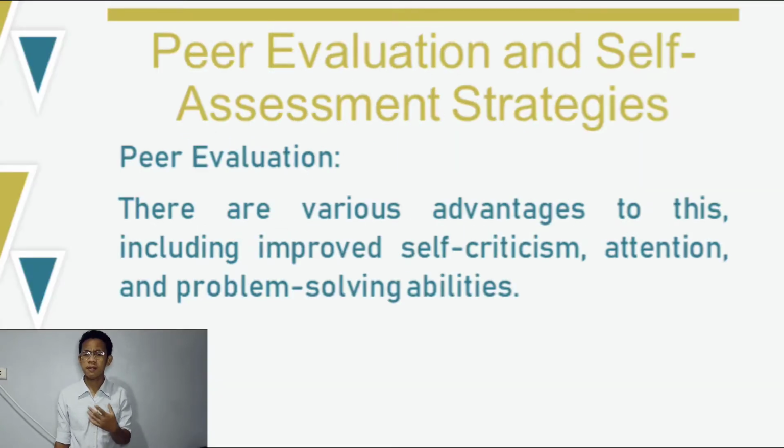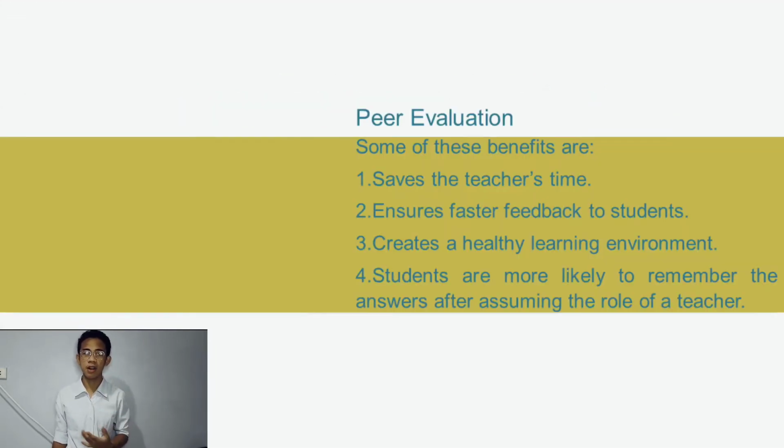Peer evaluation and self-assessment strategies. In the peer evaluation method, peer classmates correct the students' work. In this technique, the instructions and the answers provided by the teacher are to be kept in mind. There are several benefits to this method. First, it saves the teacher's time. Second, it ensures faster feedback to the students. Third, it creates a healthy learning environment. And fourth, students are more likely to remember the answers after assuming the role of a teacher.